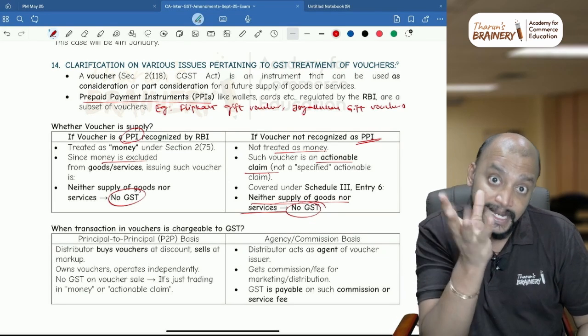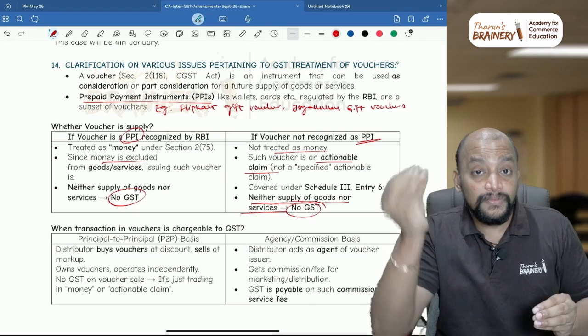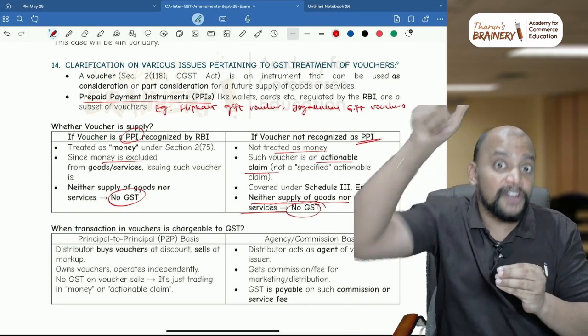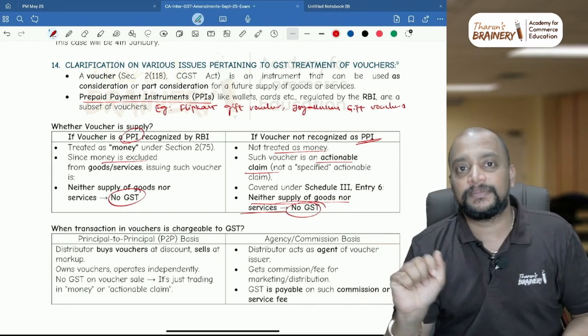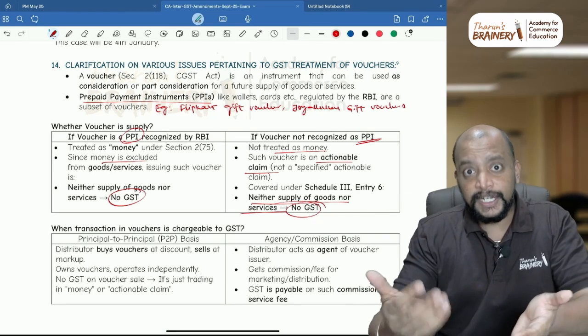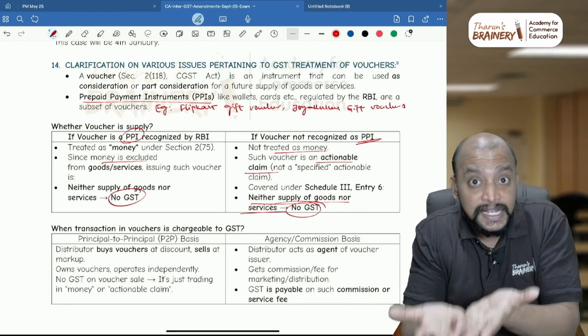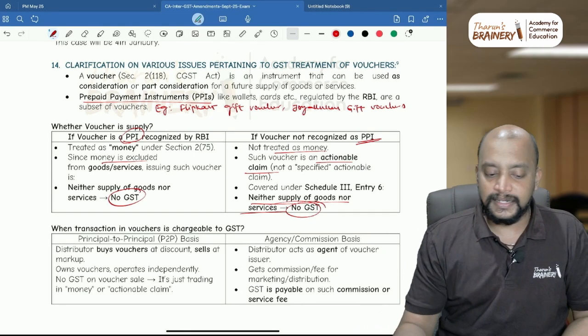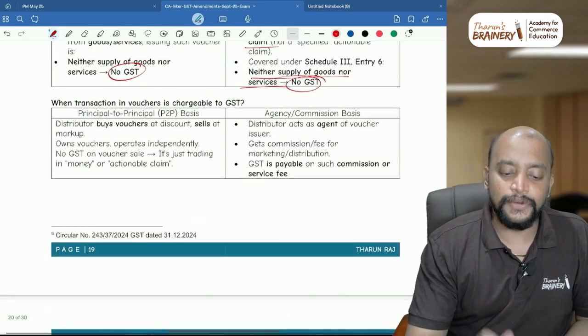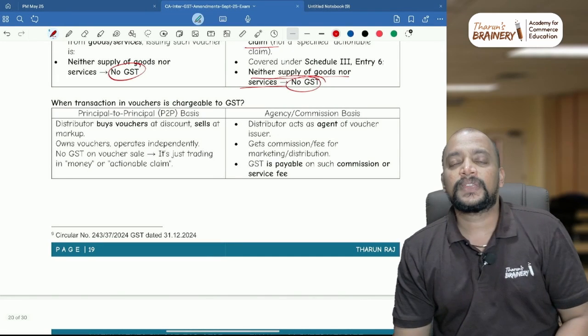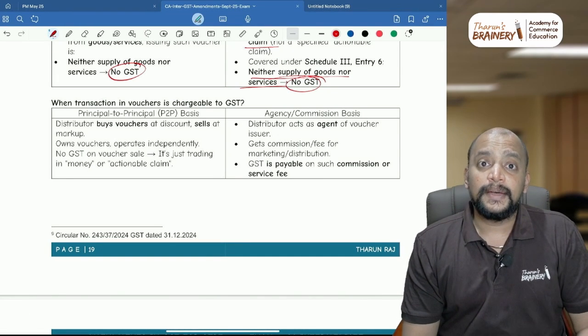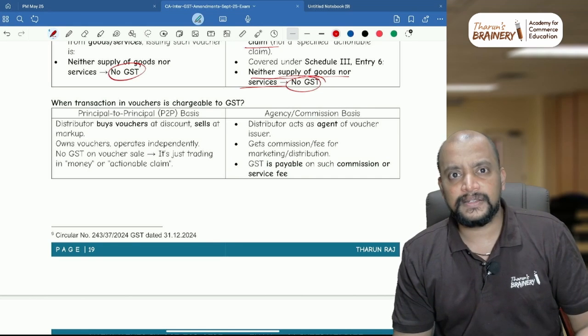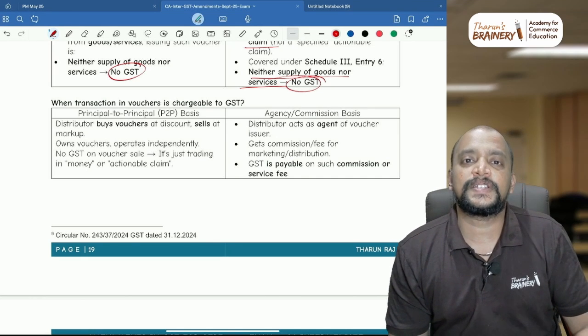Voucher per se is not a supply, but that voucher will be redeemed against supply of goods or services, and that will become supply. When you redeem the voucher, some product or service is being supplied now, and that is called supply. Next, when is a transaction in vouchers chargeable to GST? If it is on a principal to principal basis. What does principal to principal basis mean?